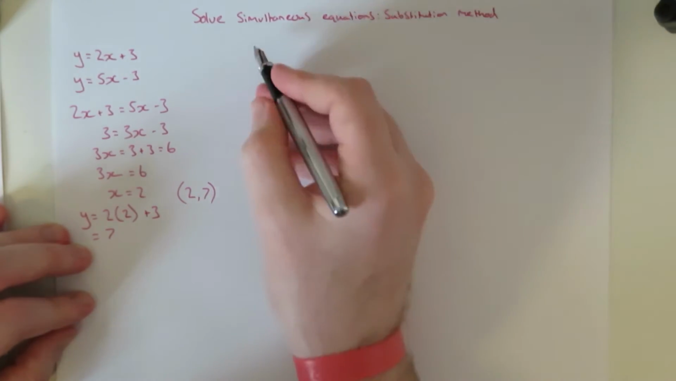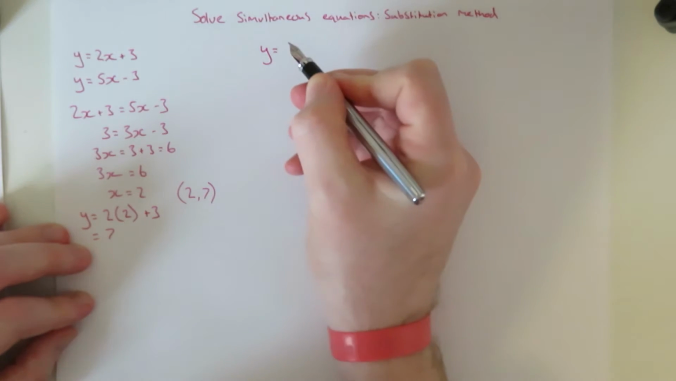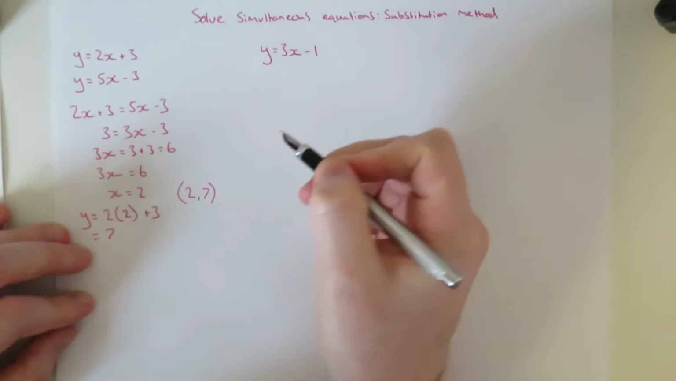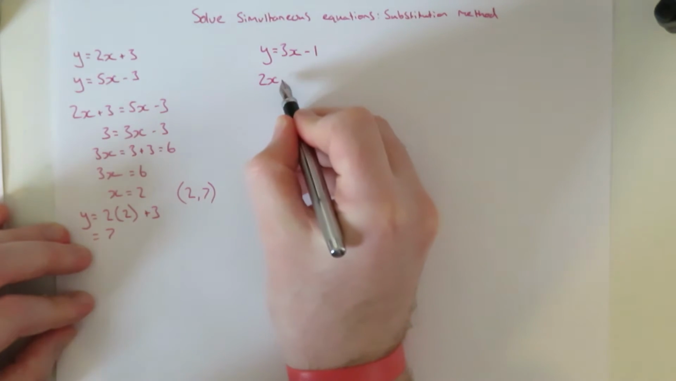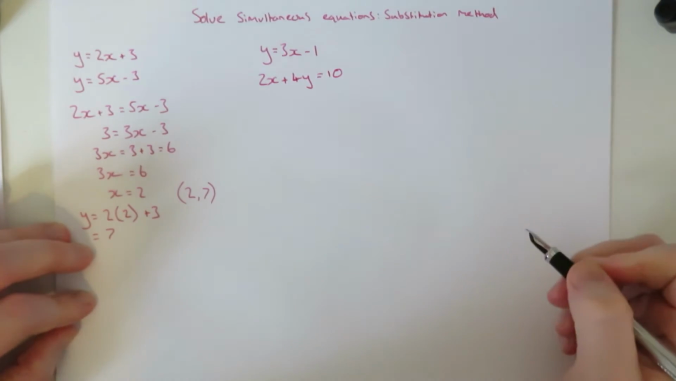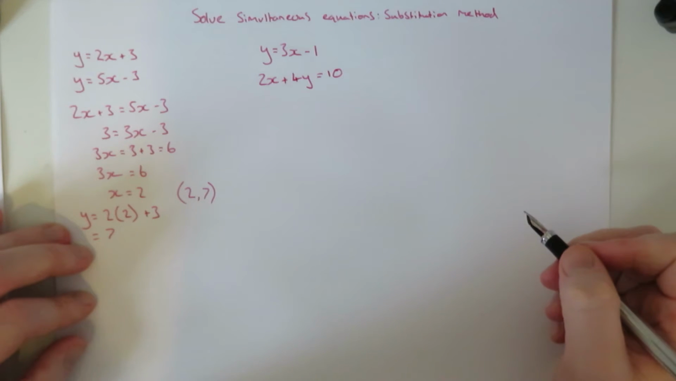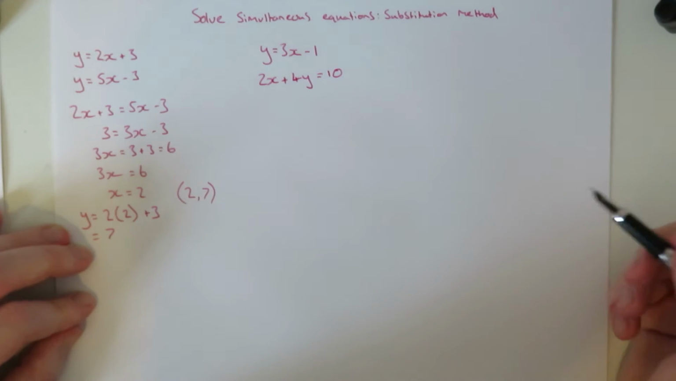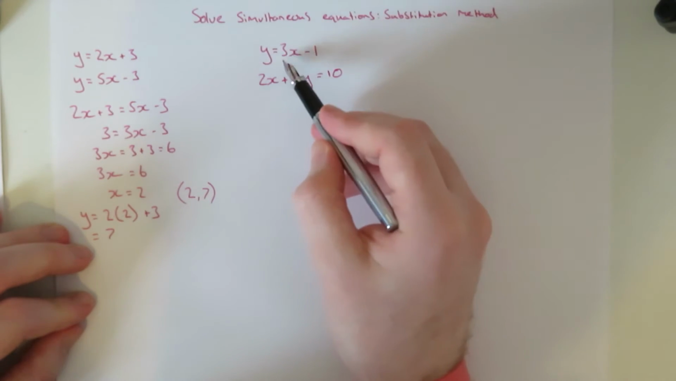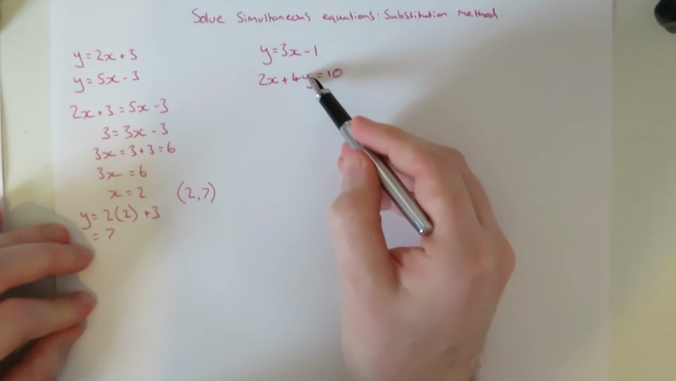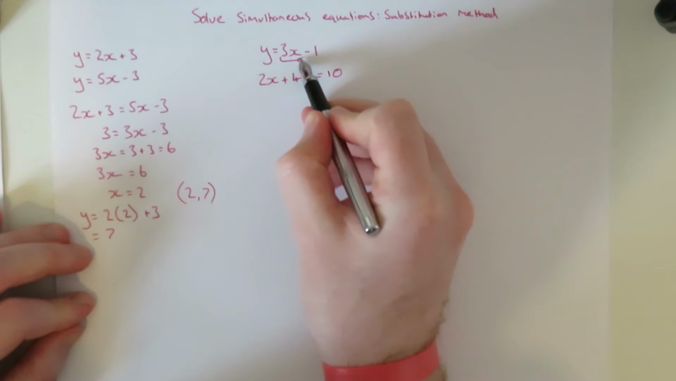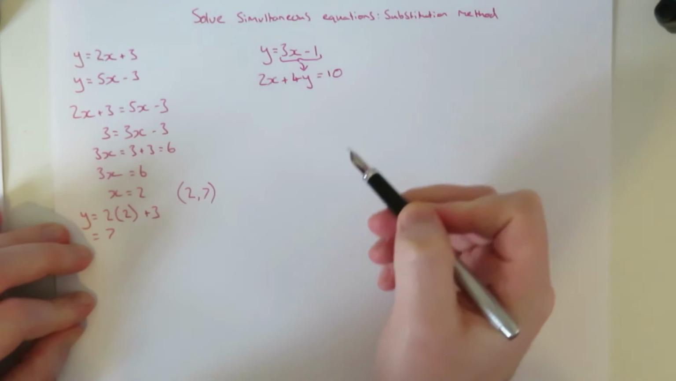Okay, sometimes you don't have y equals something. Sometimes it's written a little bit differently. So this is another example question. y equals 3x minus 1 and 2x plus 4y equals 10. So two fresh equations. We're going to substitute here. If y is equal to 3x minus 1, then this y here is 3x minus 1. So we're going to substitute this part here in for this y.